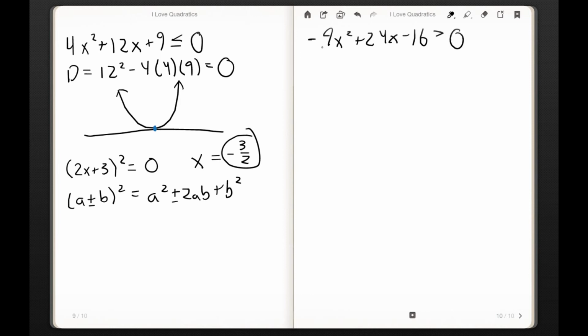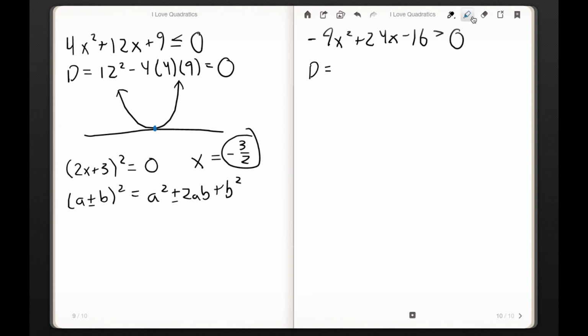Now notice here that we once again have a case where this special factoring pattern is going to work, because the square root of 9 is 3, and the square root of 16 is 4. They're both perfect squares. We can do the discriminant just to confirm that.